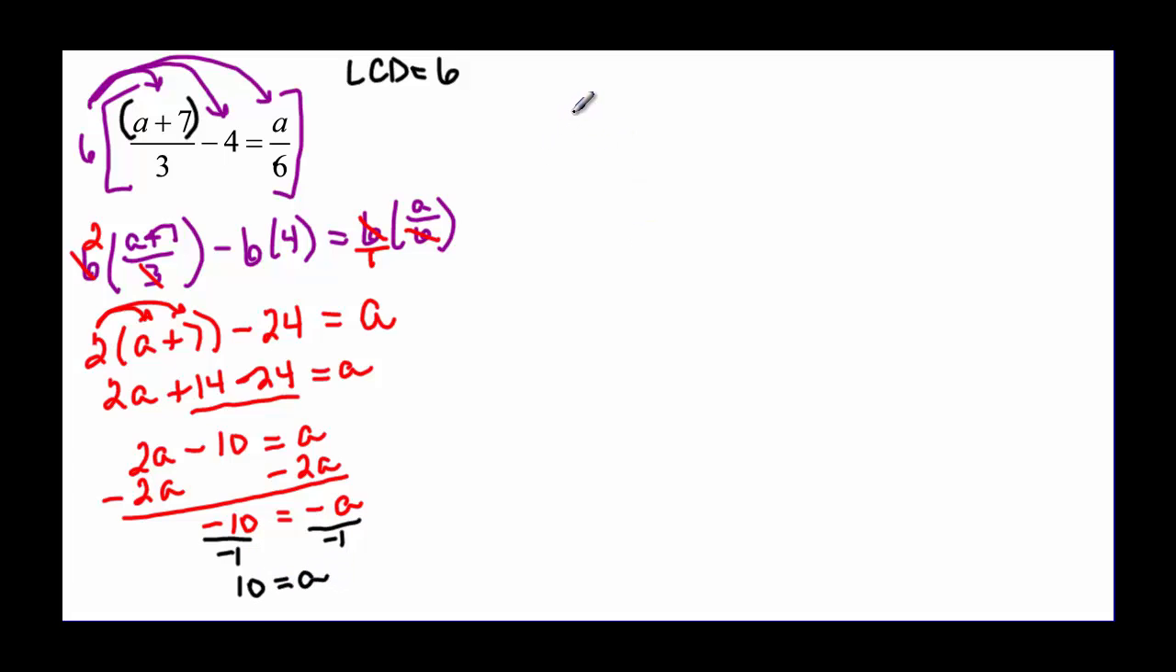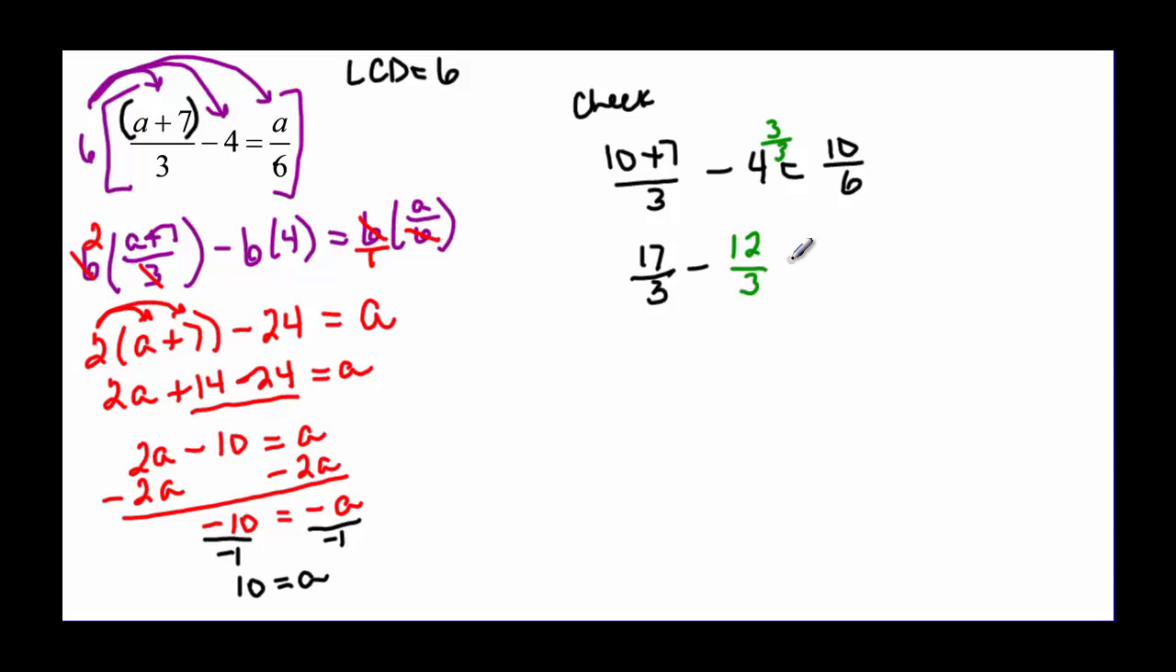And just in case, we'll double check. So 10 plus 7 over 3 minus 4 is supposed to be equal to 10 over 6. Well, this is 17 over 3. And if I'm going to be able to subtract, I need to make this 4 have a denominator of 3. So I have to multiply by 3 over 3. So that's going to give me 12 over 3.